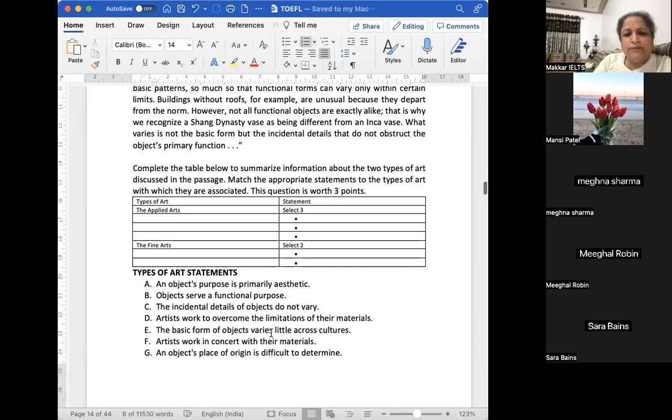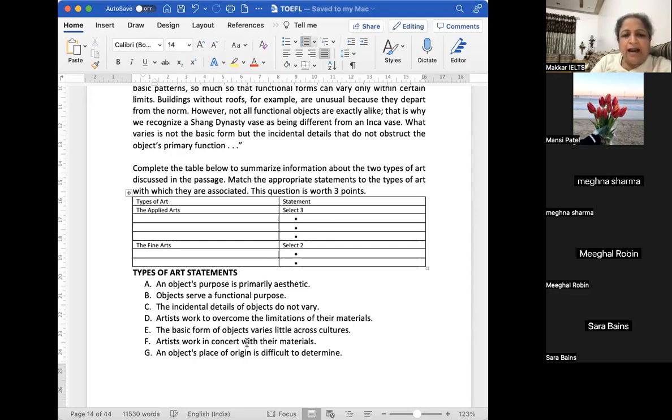The basic form of objects varies a little across cultures. So basic form जो वेरी लिटिल करता है वो कौन सा है? किसका बेसिक फॉर्म लिटिल वेरी करता है? अप्लाइड का कि फाइन का? क्योंकि बेसिक उनका पर्पस फंक्शनल है तो उसका बेसिक फॉर्म नहीं वेरी करता है. ये हमने पढ़ा है ऊपर. सो ई इज फॉर अप्लाइड आर्ट्स.